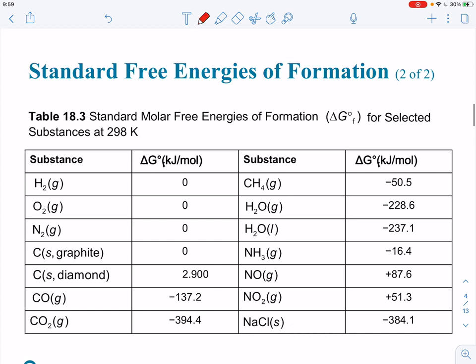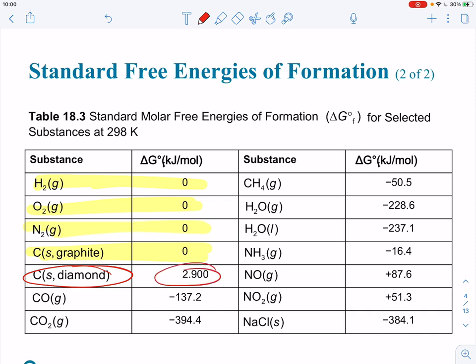So here is a table with some values for delta G of formation. The only thing here that is kind of important to notice is that for elements in their most stable form, the free energy of formation is zero. If you notice here this special case, carbon as a diamond is not the most stable form for carbon.